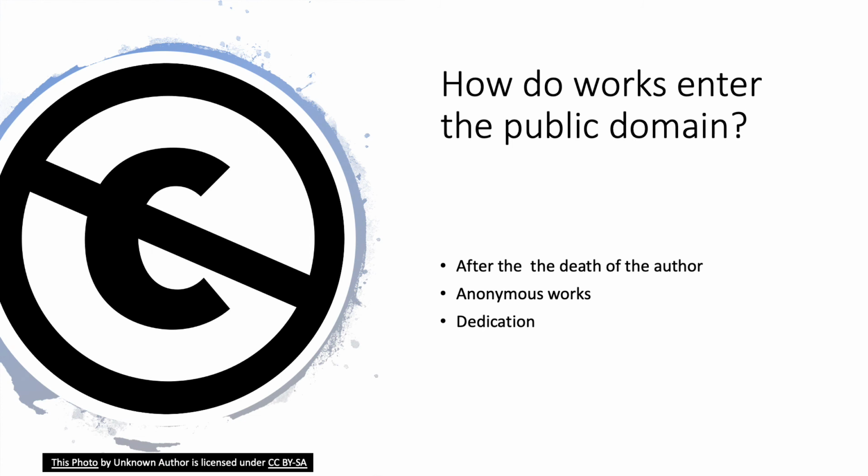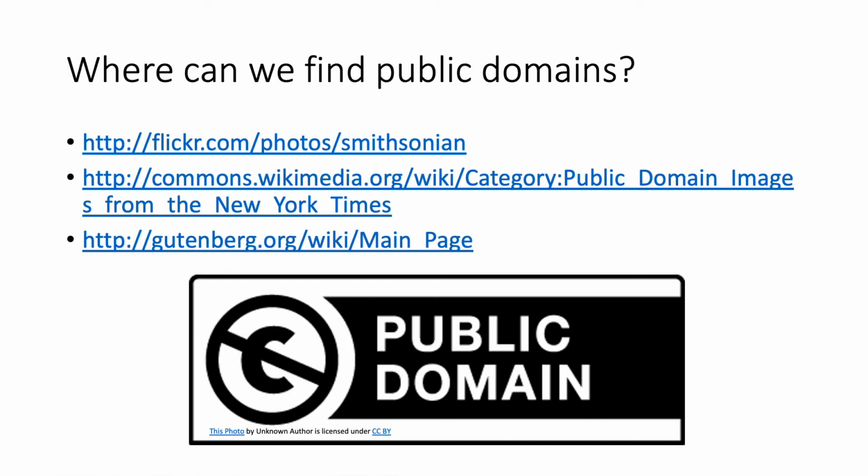How do the works enter the public domain? 70 years after the death of an author, a work can enter the public domain. For anonymous works, between 95 and 120 years after the date of creation. Works can also be donated to the public domain by the original creator. Where can we find public domains? The Smithsonian Institute provides public domain images. The New York Times has public domain archives, and Project Gutenberg has a collection of public domain electronic books.